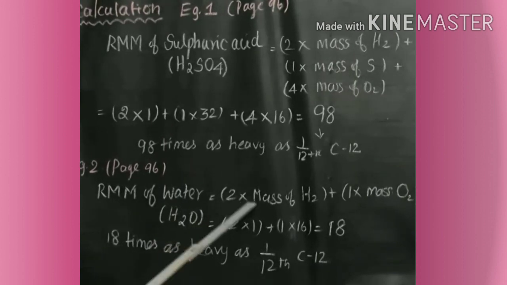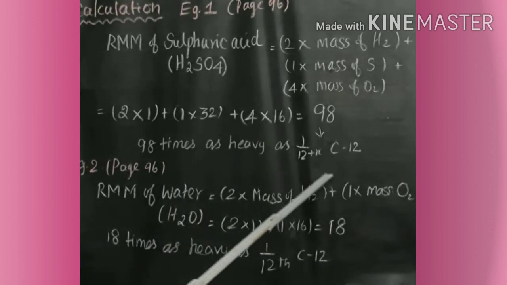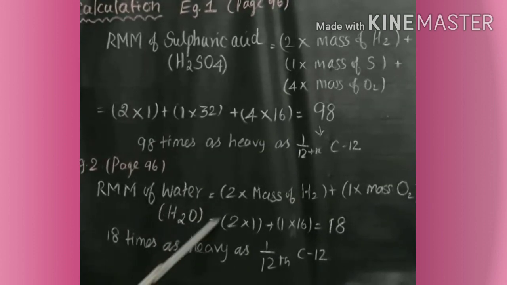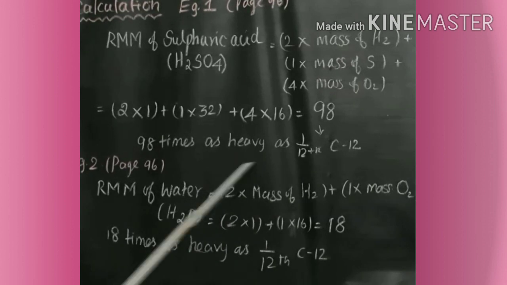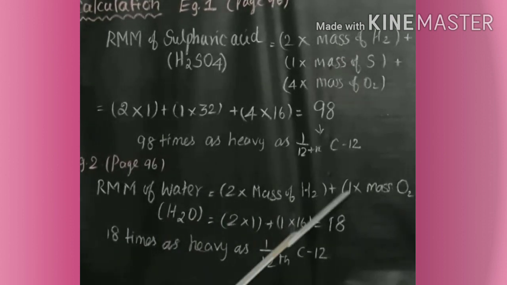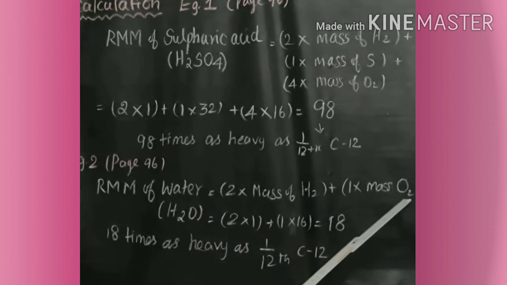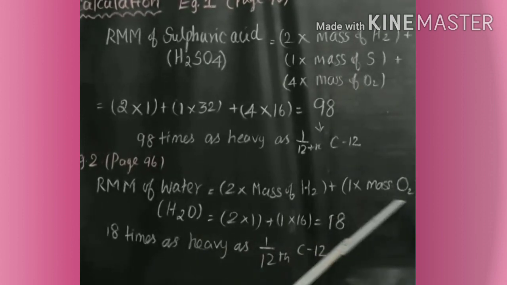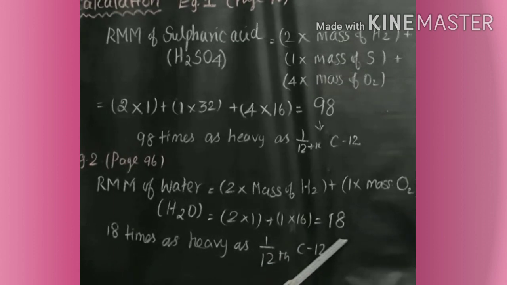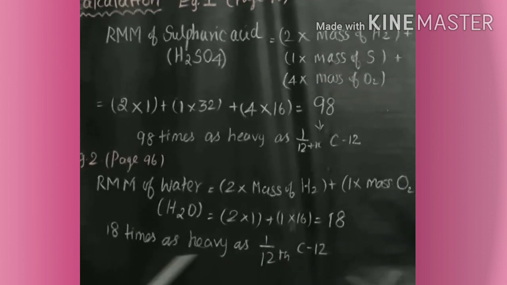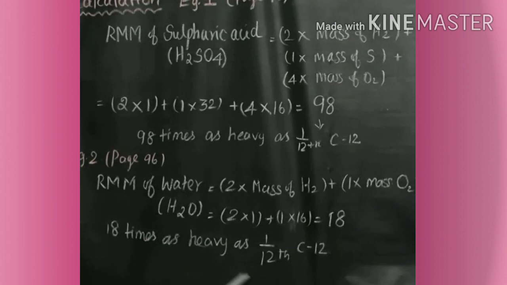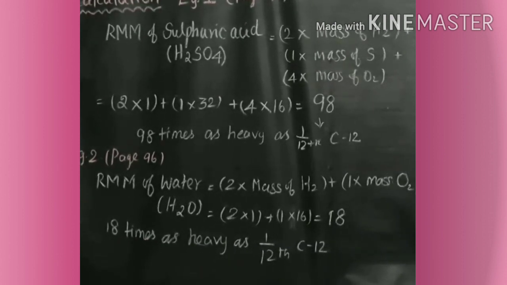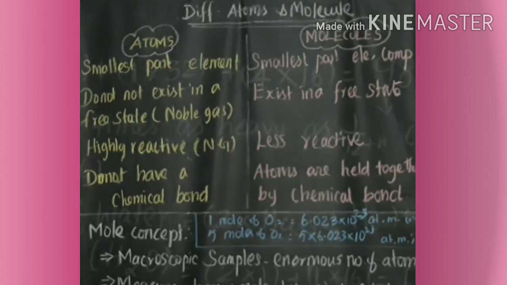So 2 should be multiplied with the mass of hydrogen and put in a bracket. So 2 brackets you have to write, one for hydrogen and the second one for oxygen. The first bracket is hydrogen, and this is added with 1 into mass of oxygen. 2 into mass of hydrogen 1, plus 1 into mass of oxygen 16. Totally you get 18. That 18 represents 18 times as heavy as 1 by 12th part of a carbon 12 atom. Are we clear about this one?